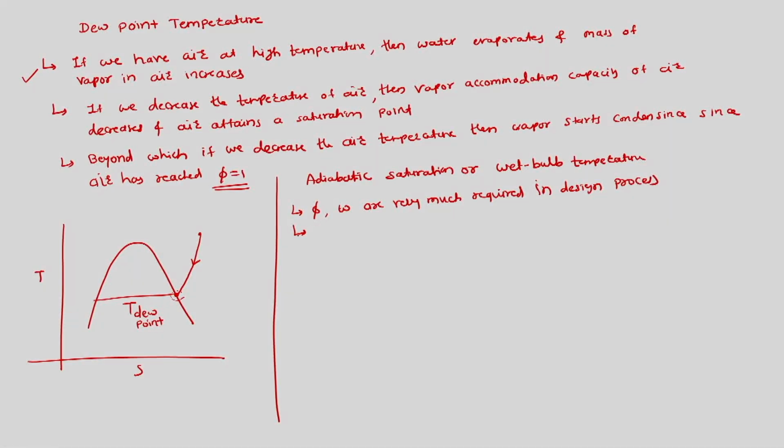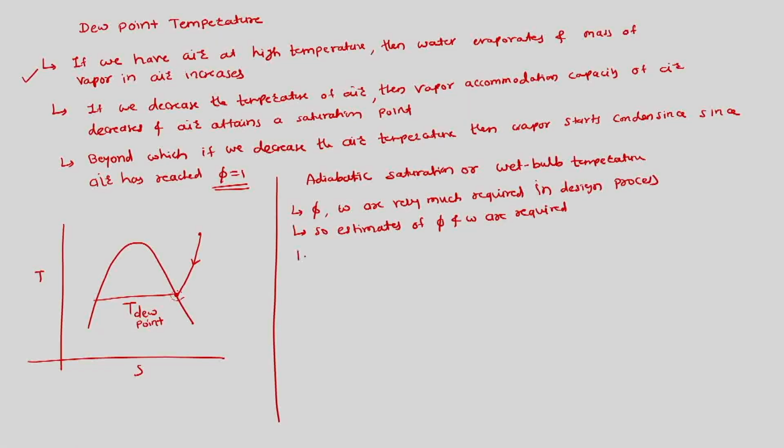So what would happen is we need to estimate phi and omega. So estimates of phi and omega are required. For that we need to measure a few things, and then we can estimate phi and omega.